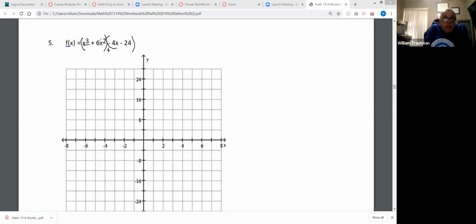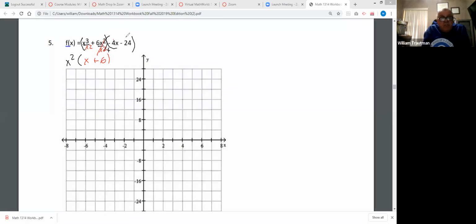And x squared factors out of here. When I divide both of these by x squared, I get x plus 6. Those cancel.